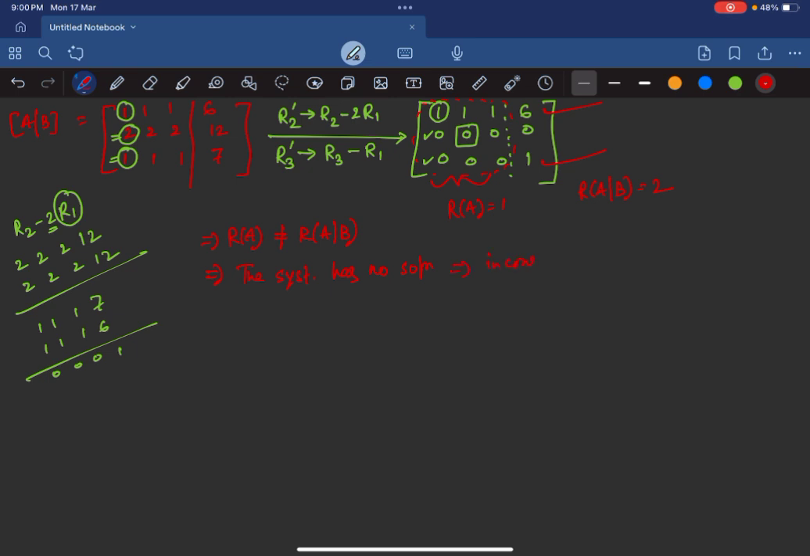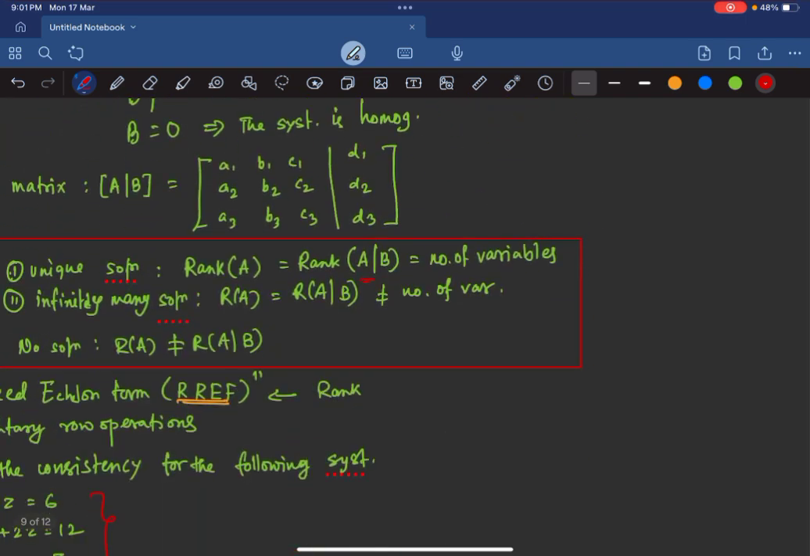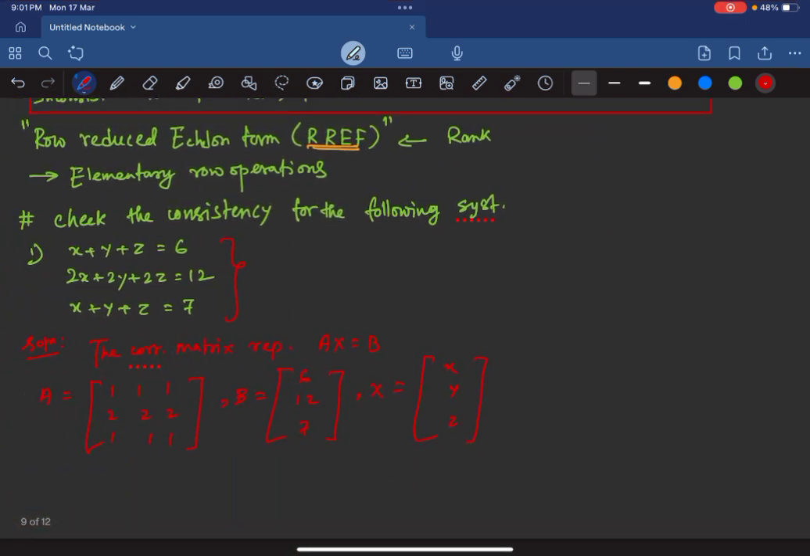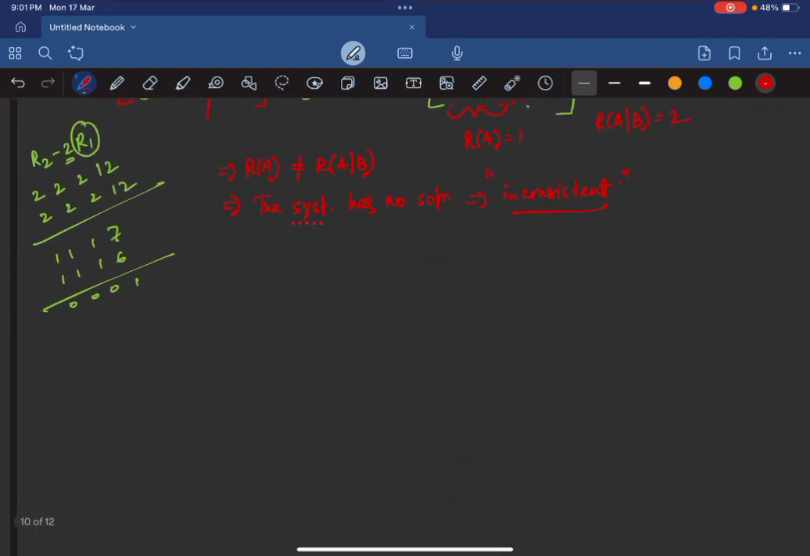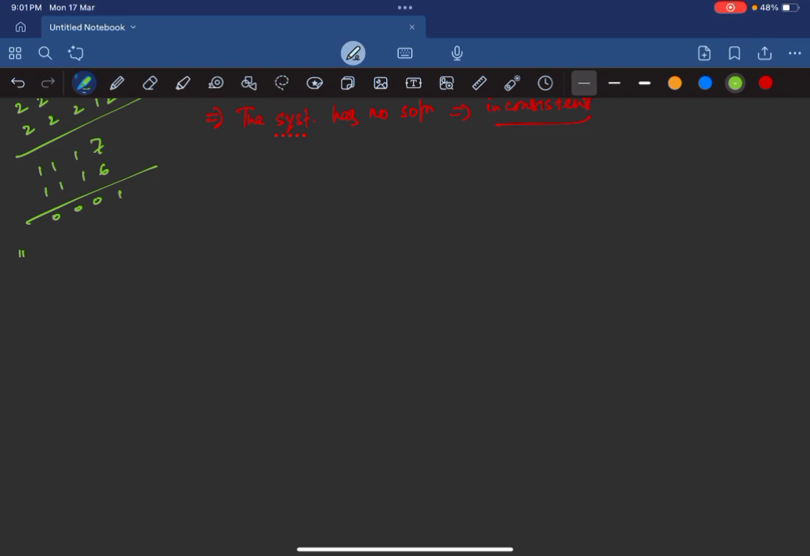That means the system is inconsistent. This will be the final conclusion. Now just go back to the equation and see. In fact, if you consider these three planes, they are nothing but parallel planes. Just observe these three equations carefully. They are parallel planes, in fact, so there is no solution. The system is inconsistent.